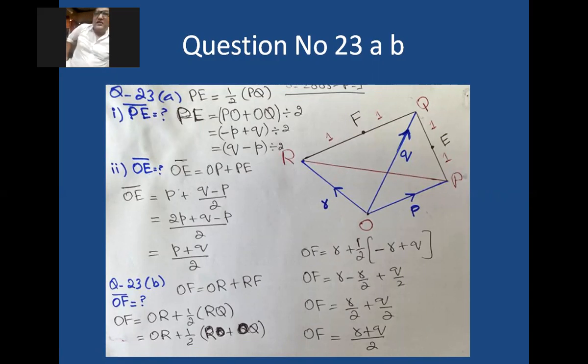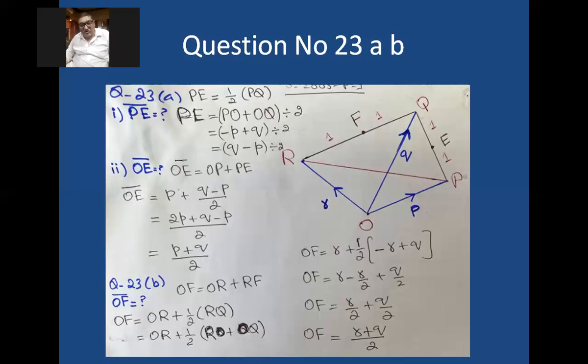Hopefully you understand. The next question is OE. If you want to go from O to E, go from O to P and from P to E. So OE will be OP plus PE. OP is positive p, plus P to E, which is (q minus p) divided by 2. So I will take the LCM: you have (2p plus q minus p) divided by 2. So 2p minus p is p, plus q. So (p plus q) divided by 2. So we found the value of OE.